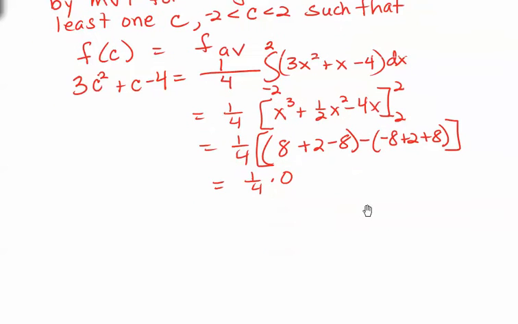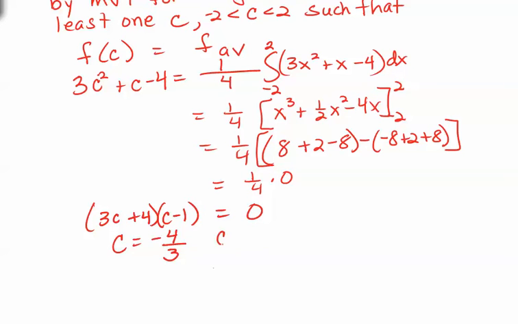So we simply now need to find out what value of c. And let me save a step here. I see that this is factorable. 3c plus 4, c minus 1. So we will come up with two values, -4/3 and +1. And our interval went from -2 to +2. So both of those values are inside our interval.